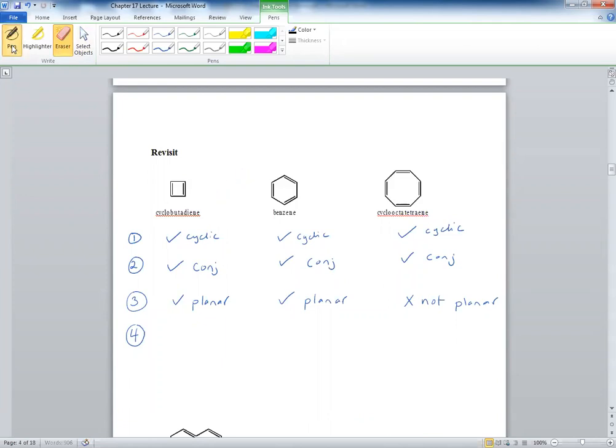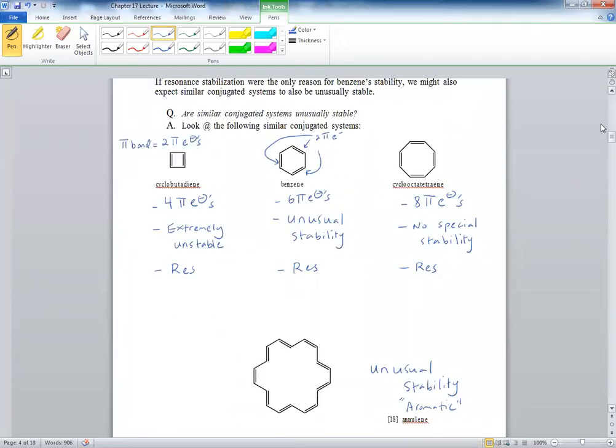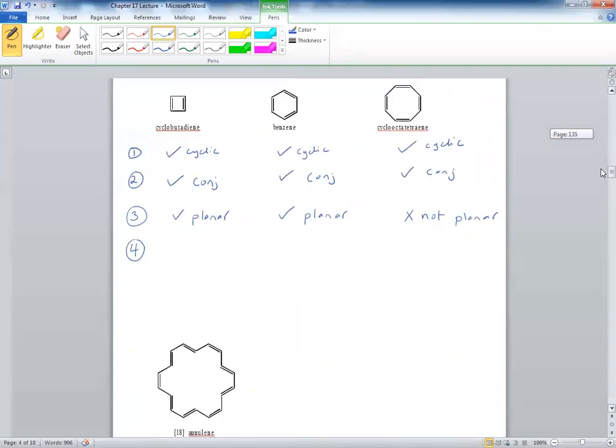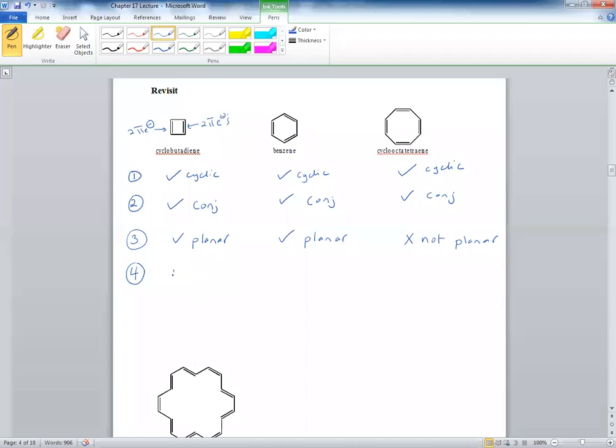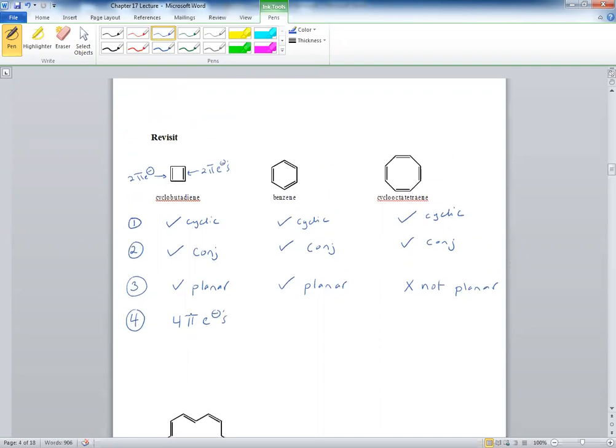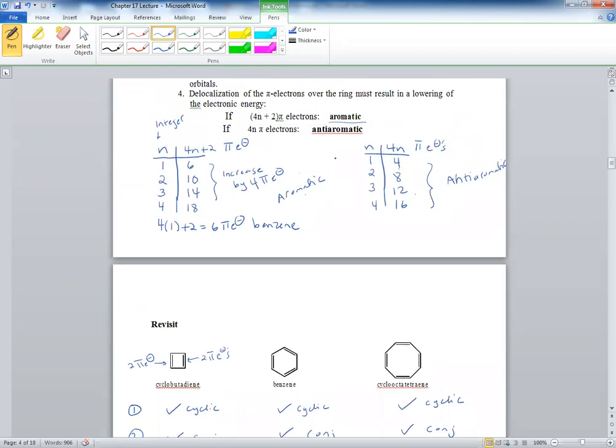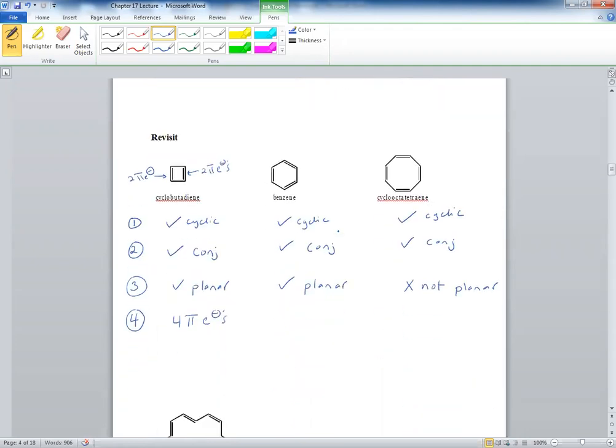So we have 2 pi bonds here. We already did solve this for pi electrons. Each pi bond, so that's 2, and that's 2. So that's a total of 4 pi electrons. Now, again, this doesn't satisfy Huckel's rule. In fact, it satisfies the anti-aromatic rule. You can think of it that way. And this is now anti-aromatic.